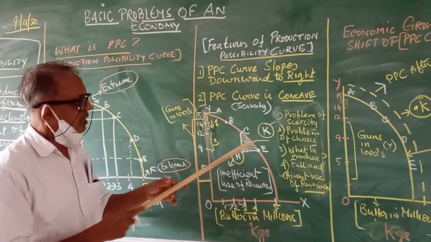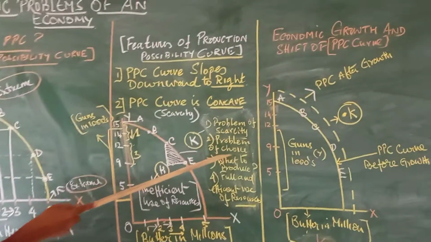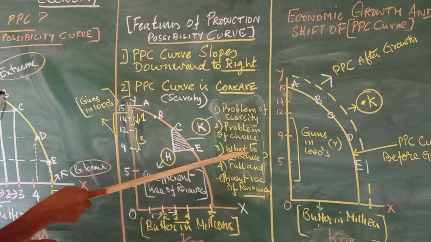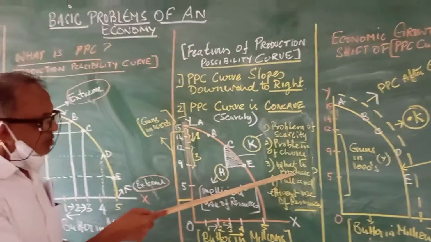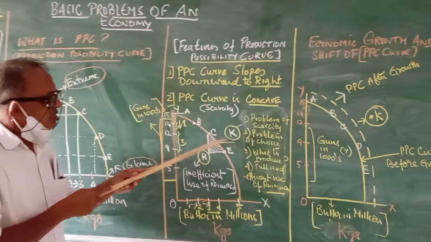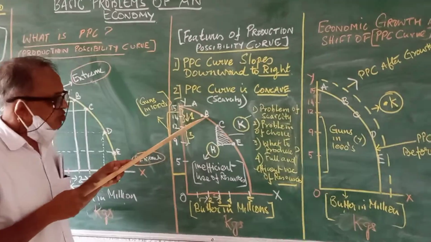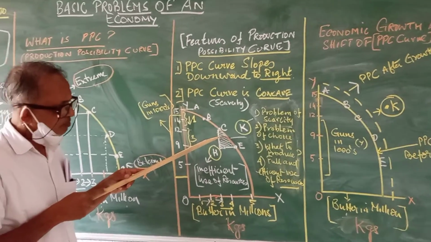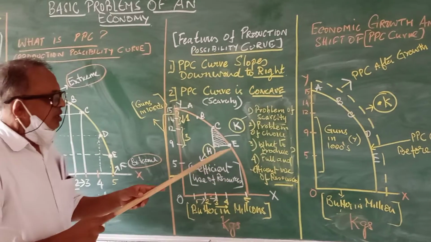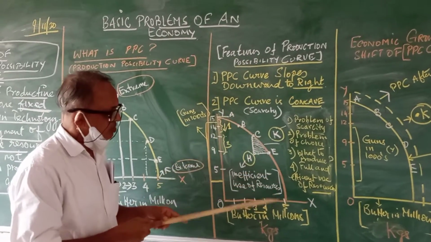So the production possibility curve explains about the scarcity, it explains about the choice, and then what to produce. Because of the scarcity of resources, the choice arises. So the economy can understand whether to produce more of B or more of C. Now the last, full and efficient use of resources. Again, as I said, the last point also can be explained through the production possibility curve.